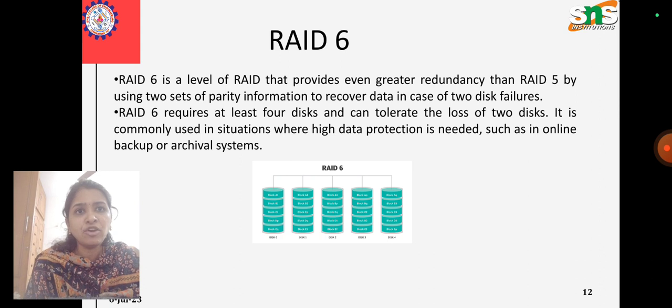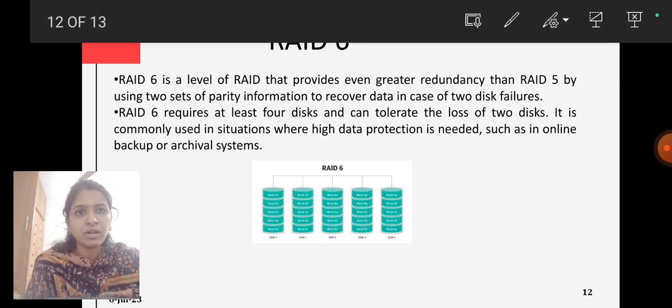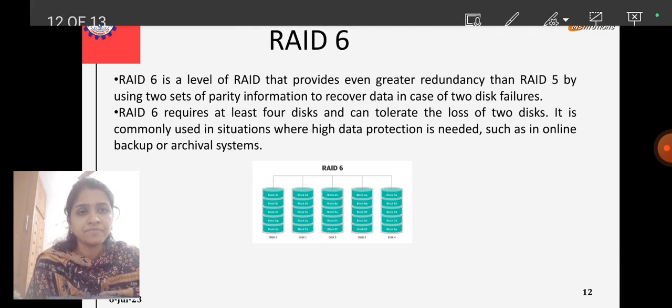RAID 6 is a level of RAID that provides even greater redundancy than RAID 5 by using 2 sets of parity information to recover data in case of 2 disk failures. RAID 6 requires at least 4 disks and can tolerate the loss of 2 disks. It is commonly used in situations where high data protection is needed, such as in online backup or archival systems.